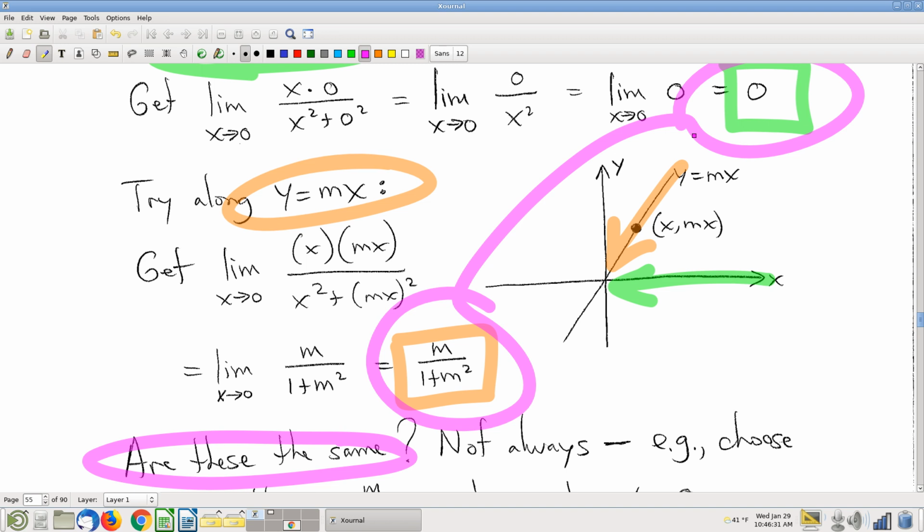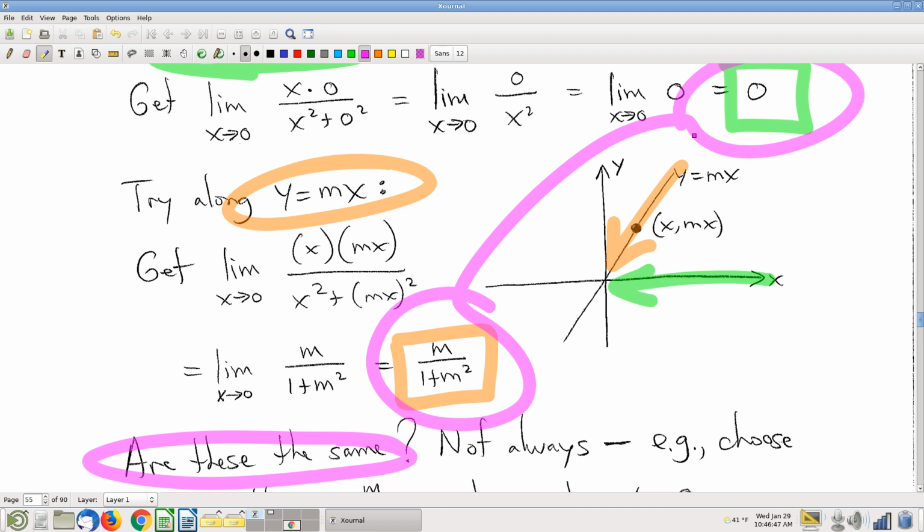Right? I get to pick any value of m I want. Let's let m equals 1. Now I can directly compute that formula. I get 1 divided by 2. That's a half. And a half is 100% not equal to 0. So I have 2 different values along 2 different curves. This limit does not exist.